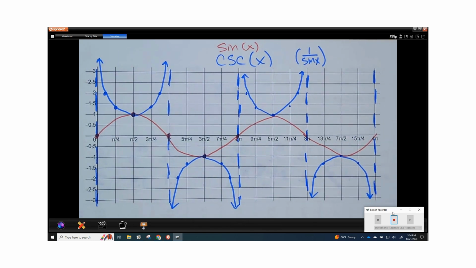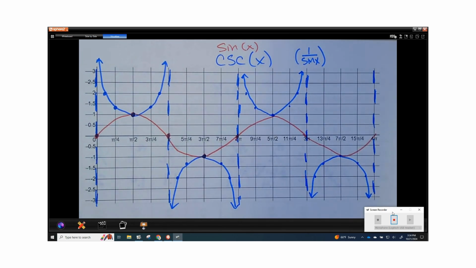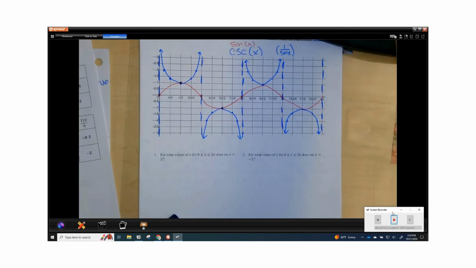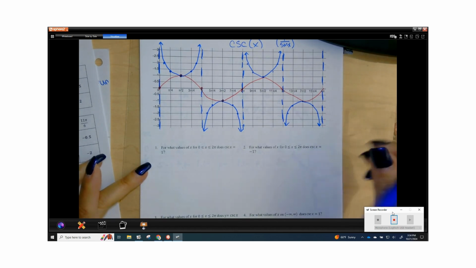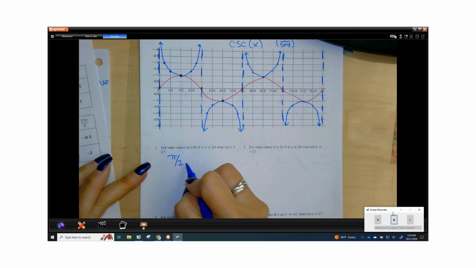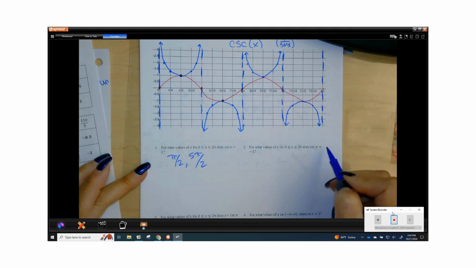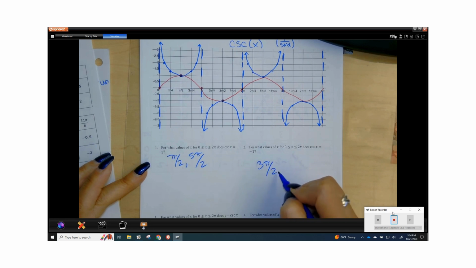These questions, I'm not going to be able to show the graph and the questions, maybe. Oh, I can. So, for what values between 0 and 2 pi does cosecant equal 1? Well, let's look at the blue. Pi over 2 and 5 pi over 2. What values does it equal -1? 3 pi over 2 and 7 pi over 2.